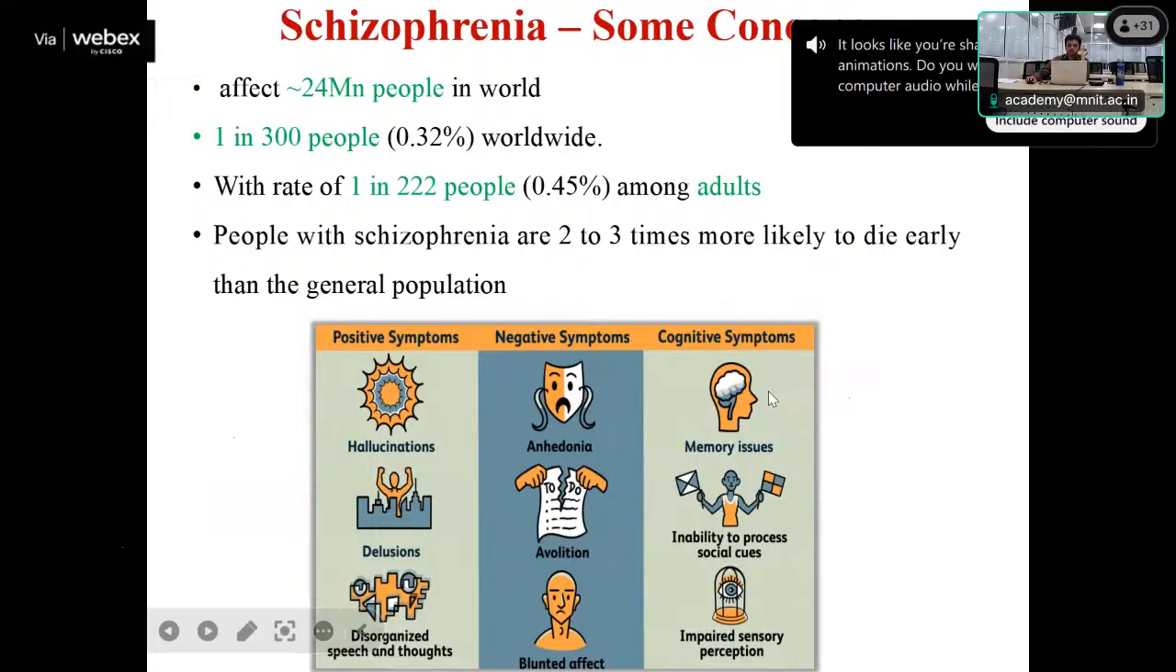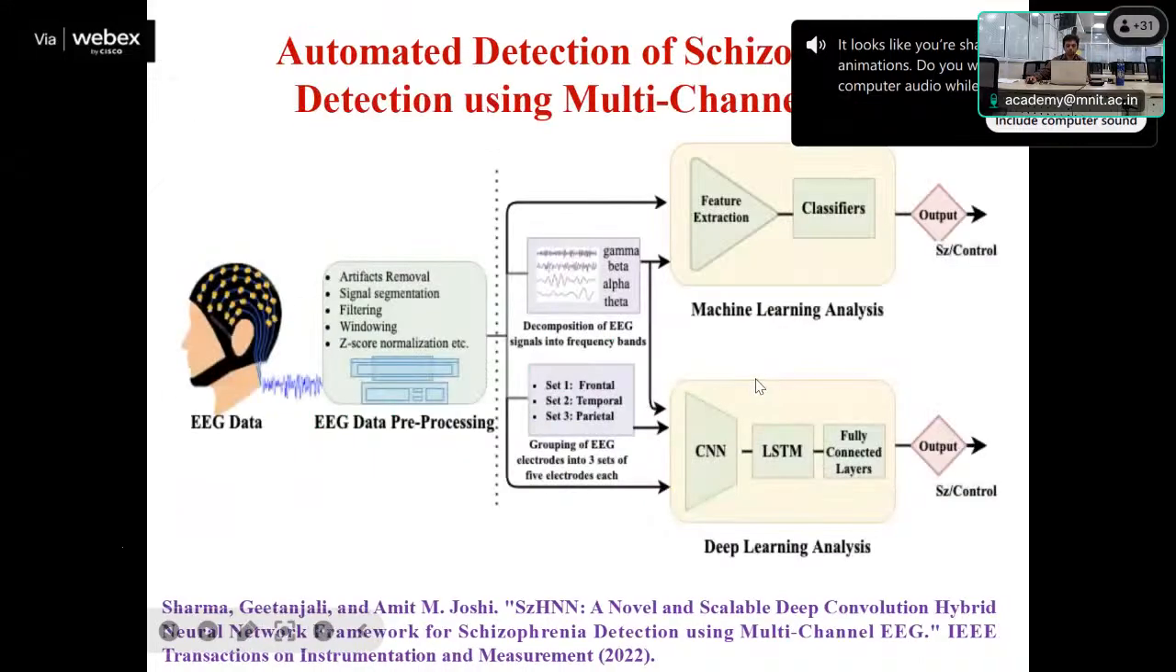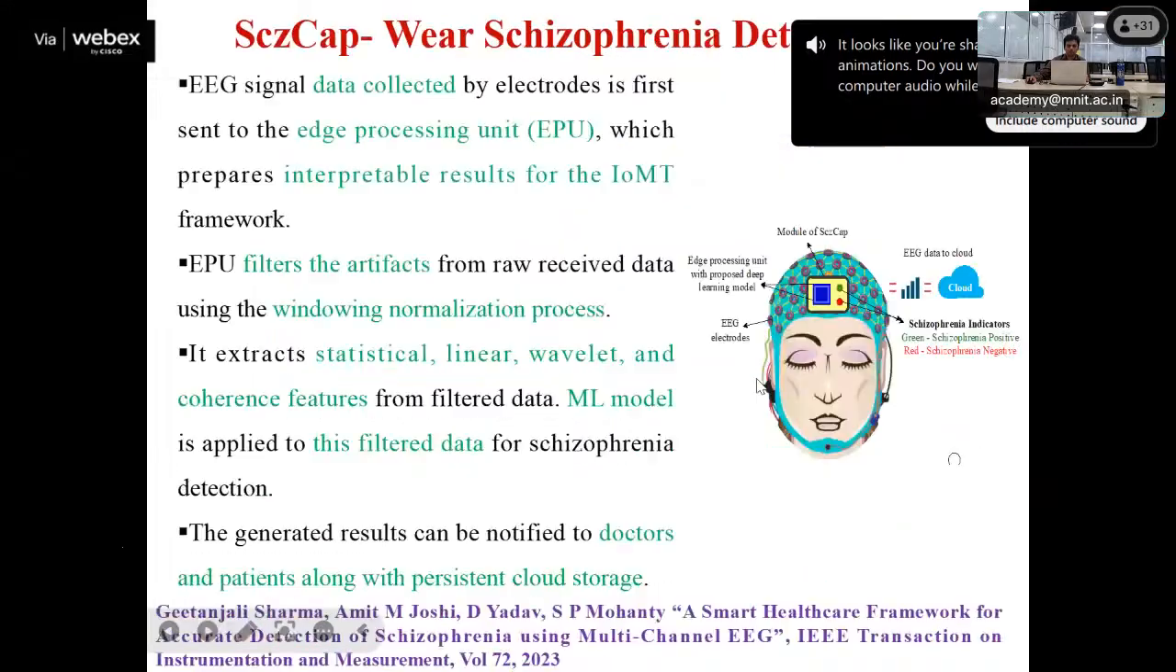For that also we have developed a solution in terms of a cap, where through an EEG you can identify the schizophrenia patient. I'm just keeping it brief right now because we don't have time, but this is a wearable solution, the schizophrenia cap, a wearable cap to detect schizophrenia. The cap has an indicator with green and red. Green indicates that the patient is not suffering from schizophrenia, whereas red indicates suffering from schizophrenia.